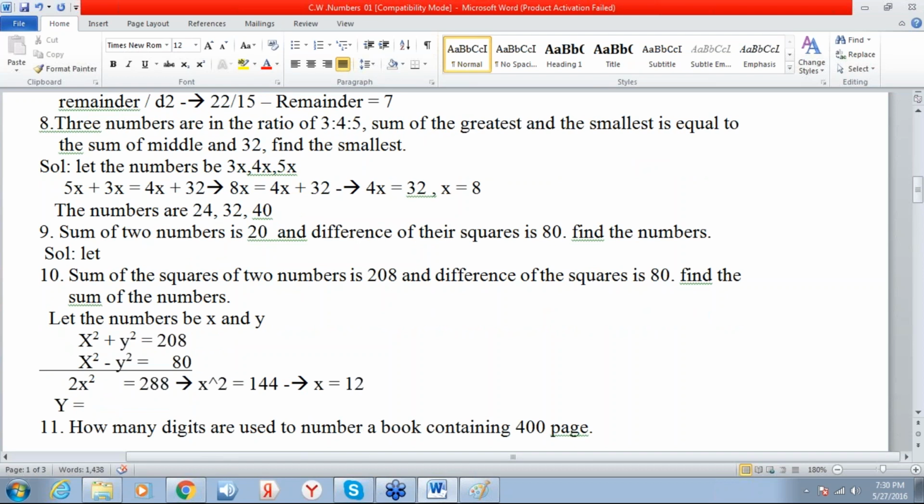208 minus 144 is equal to 64. And root 64 is equal to 8. So y is equal to 8. Right? Root 64 is 8.